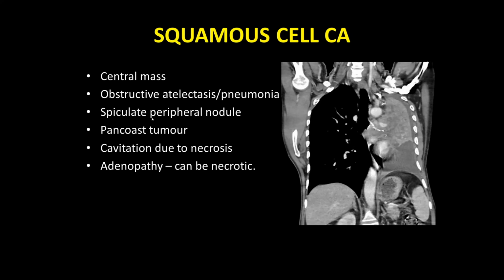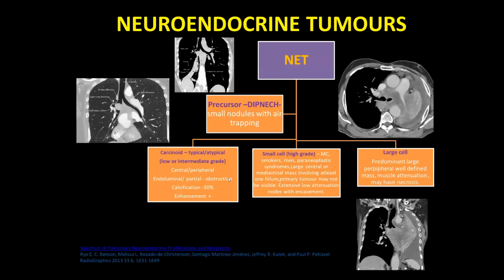It can also present as a spiculated peripheral nodule, and it can be necrotic, including the adenopathy. Neuroendocrine tumors also have precursors, which is known as DIPNECH, small nodules, but they will have air trapping associated with it. Then you have the carcinoid, which is low grade. Then you have the high grade, which is a small cell neuroendocrine tumor or a large cell neuroendocrine tumor.